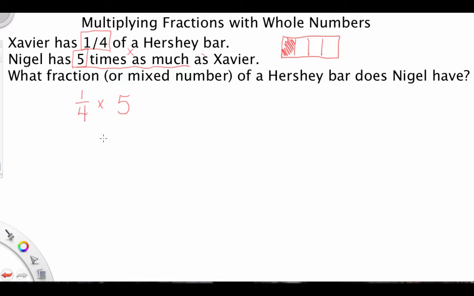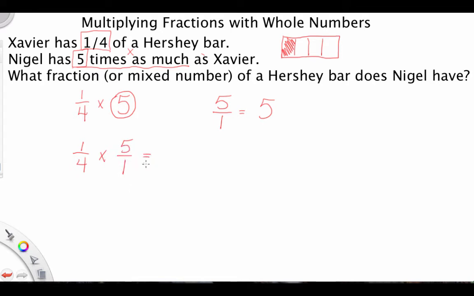How we multiply fractions, it's actually a lot easier than adding and subtracting fractions because we work with the numerators and denominators. So first thing we need to do is change this 5 into a fraction. And any whole number changed into a fraction is the same as putting that number over 1. So 5 over 1 means simply 5. So we're going to make 1/4 times 5 over 1.